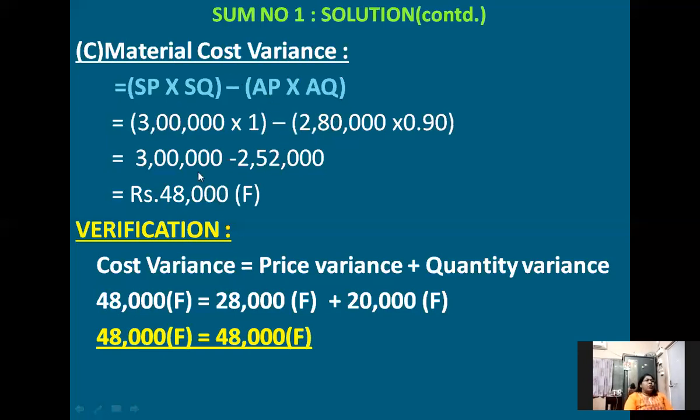So either you can go ahead with the formula, or you can take the short way. When you calculate the price variance and quantity variance, get the summation, and that is your cost variance. So this is a verification I made here. When you have time, you can cross verify whether you did the answers correctly or not. I think you understand this problem.